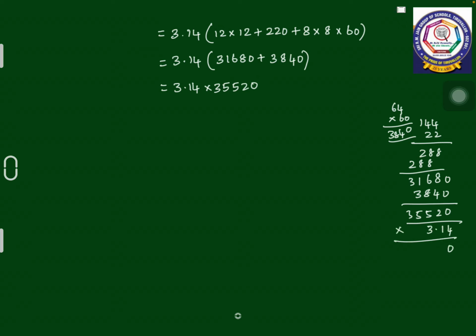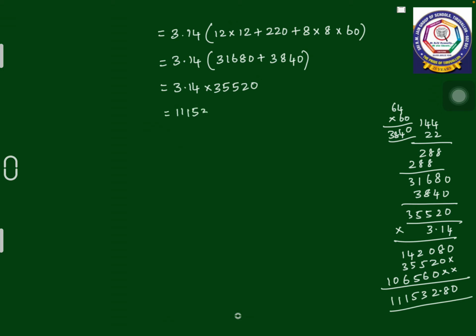When I multiply them, I get 1,11,532.80 centimeter cube. This is the volume of the iron pole. This is nothing but the volume of the iron pole.